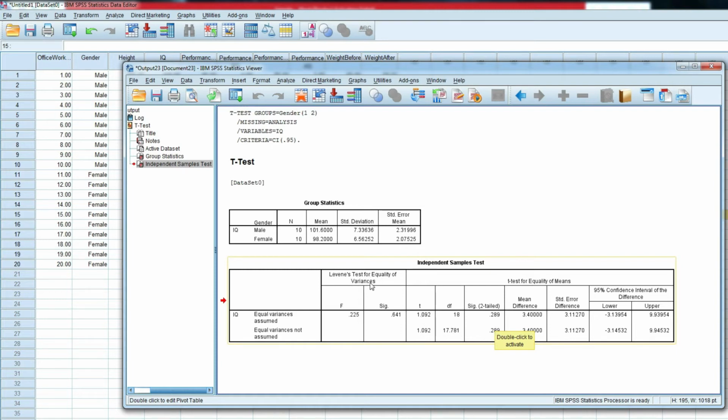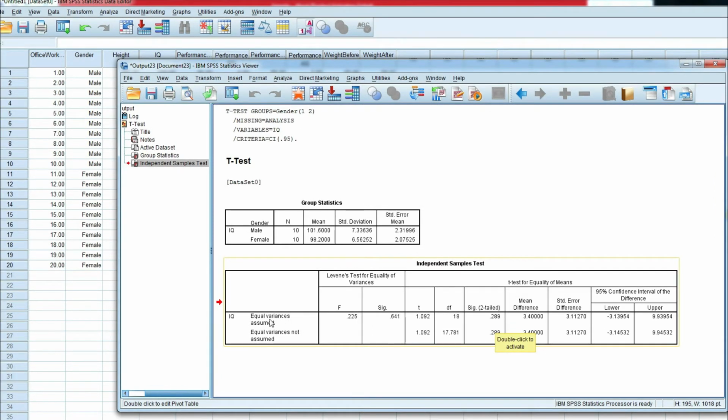Okay, so what does Levene's test mean? For equal variance assumed, we can say that the computed significance is higher than 0.05. If it's lower than 0.05, we are going to assume equal variances not assumed. Okay? But since our significance computed here is 0.641, which is higher than the 0.05 critical value, this is our answer, the one on top, 0.289. Okay? So, copy.